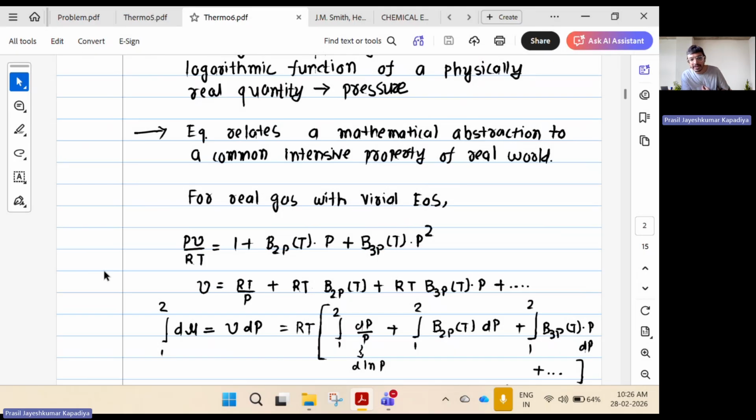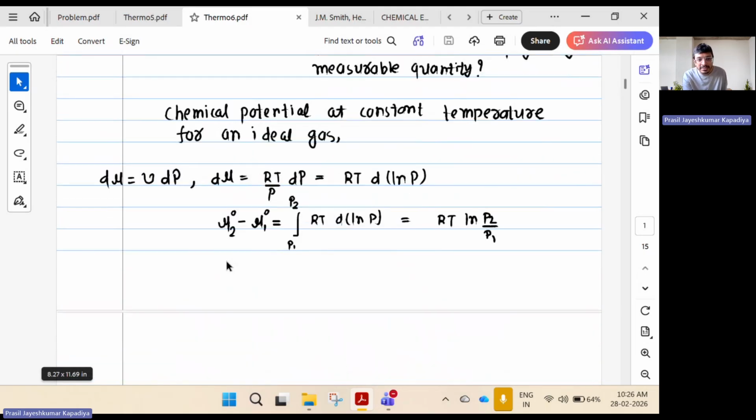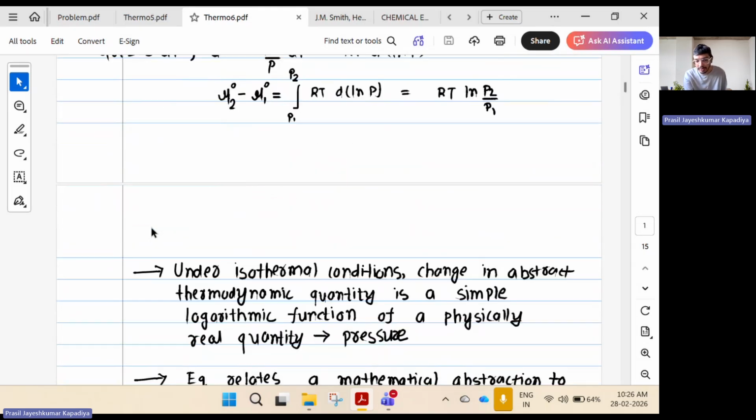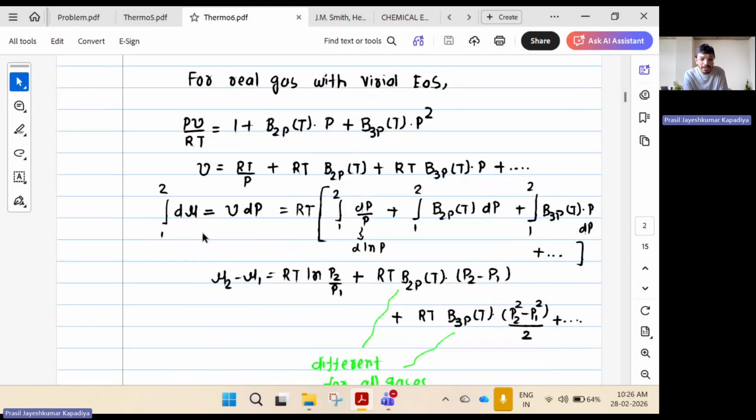This is a real equation of state that we have already looked at: Z = 1 + B into P + C into P square. This is what we have looked at. So what do I need to do? I need to replace V in this equation for d mu, V dP. I need to put a value of V. So my d mu is equal to, with V from here, RT by P plus RT into B2P of T plus RT into B3P of T into P, and so on. So when I'm integrating this equation from 1 to 2, I need to integrate this whole equation.